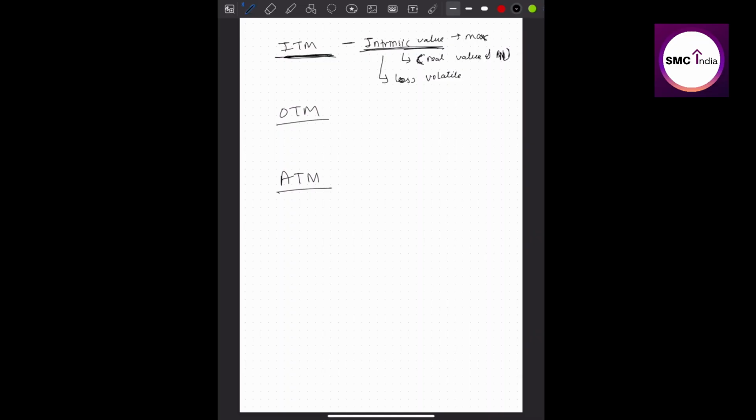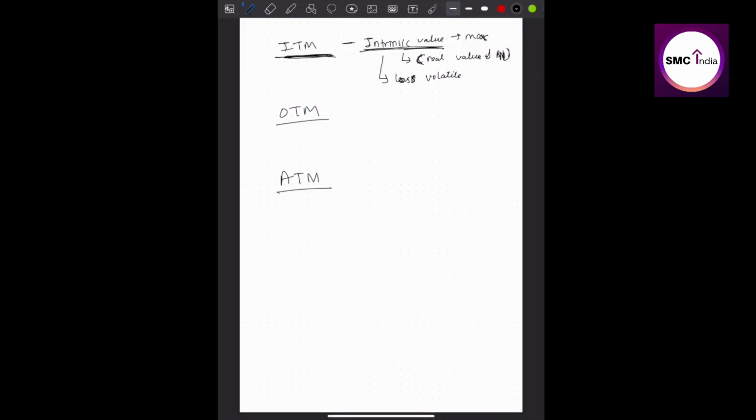Let's say Bank Nifty goes up, down, up, down, up, down. If out of the money you are losing 100 rupees, in the money you will be losing 80 rupees, because time value here is less. In out of the money, time value is maximum, and in all cases time value is always negative, right? So in the money the negative factor is much less than out of the money, where the negative factor is maximum. So in volatility, in intrinsic value, you will lose less, correct?